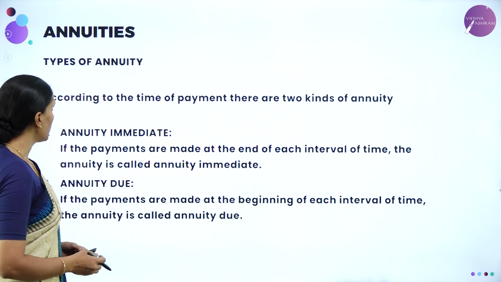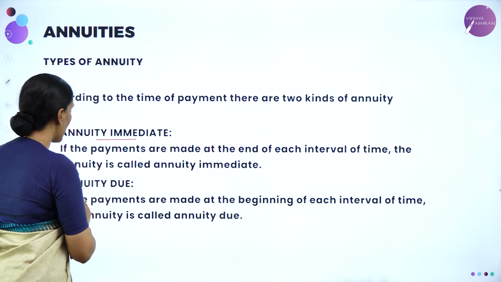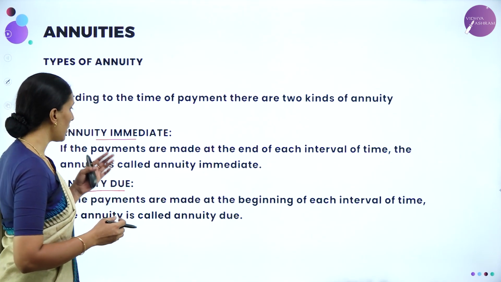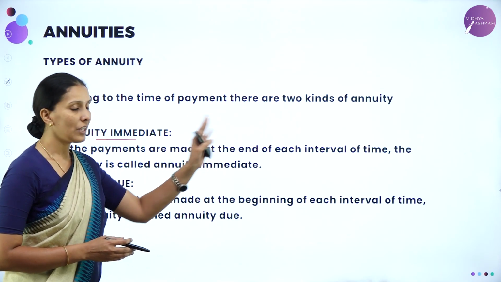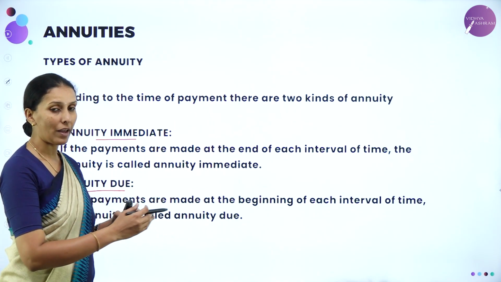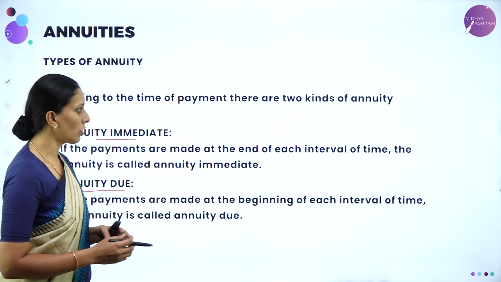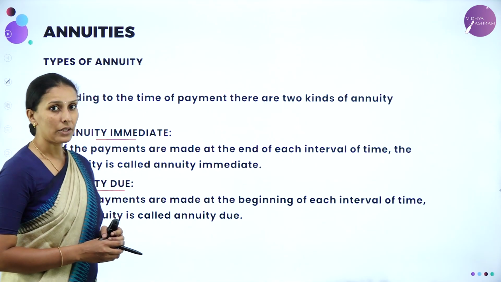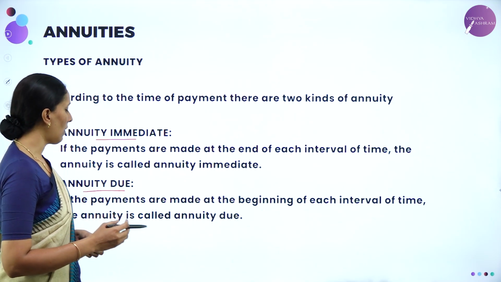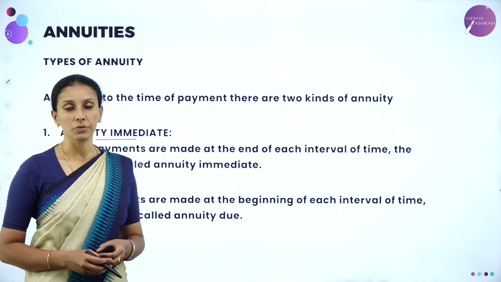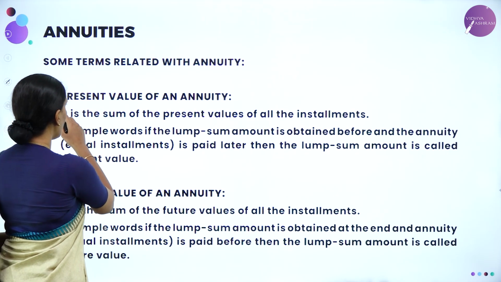So here in annuity, we have mainly 2 types. One is annuity immediate and the other is annuity due. So what is this annuity immediate? Annuity immediate is a lump sum amount paid at the end of each interval of time. For example, at the end of every month or at the end of every year. So if the payments are made at the end of each interval of time, the annuity is called annuity immediate. And if the payments are made at the beginning of each interval of time, the annuity is called annuity due.